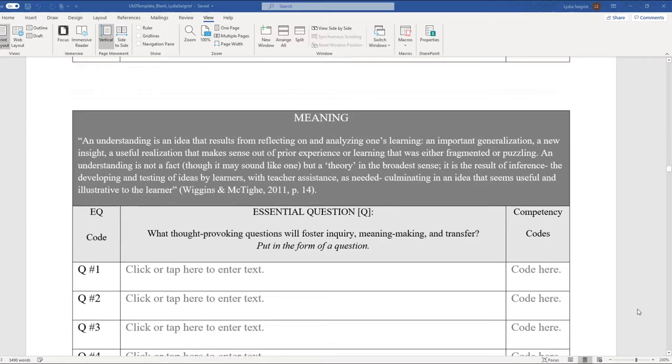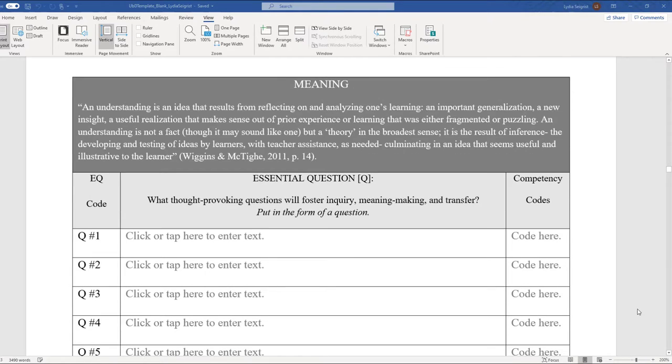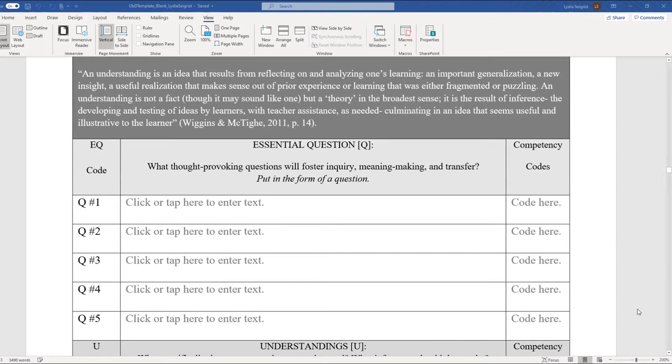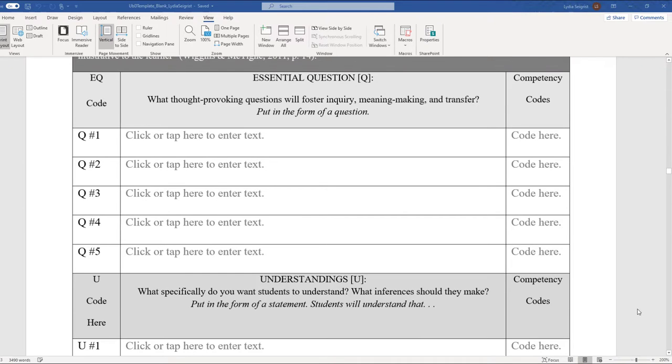And then next, that's followed by a section, what they title as meaning. And it's an understanding, is an idea that results from reflecting on and analyzing one's learning. So in order to be able to help students do that, you're going to want to take those competencies that you have done, make sure you put in the code, and then you're going to write essential questions. Essential questions are meant to be very thought-provoking. It's not going to be something simple as, what color shirt did you wear today to class? Or what did you eat for breakfast?